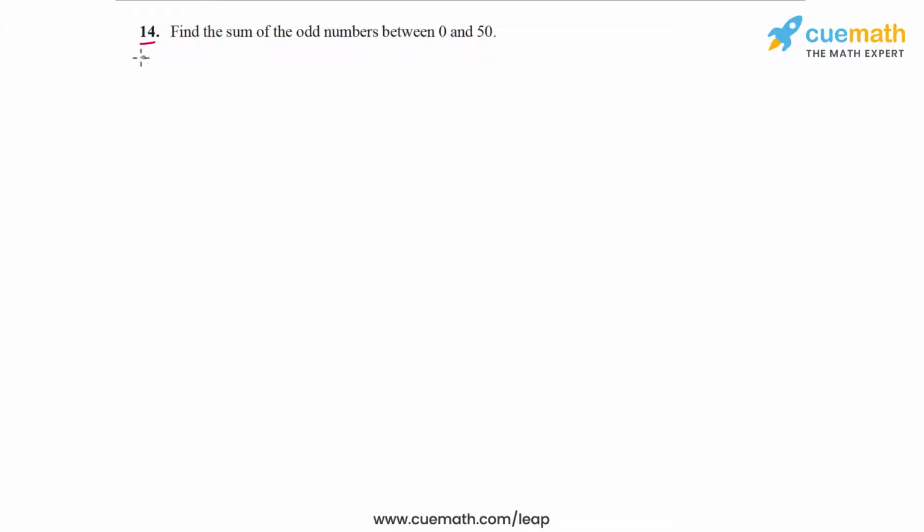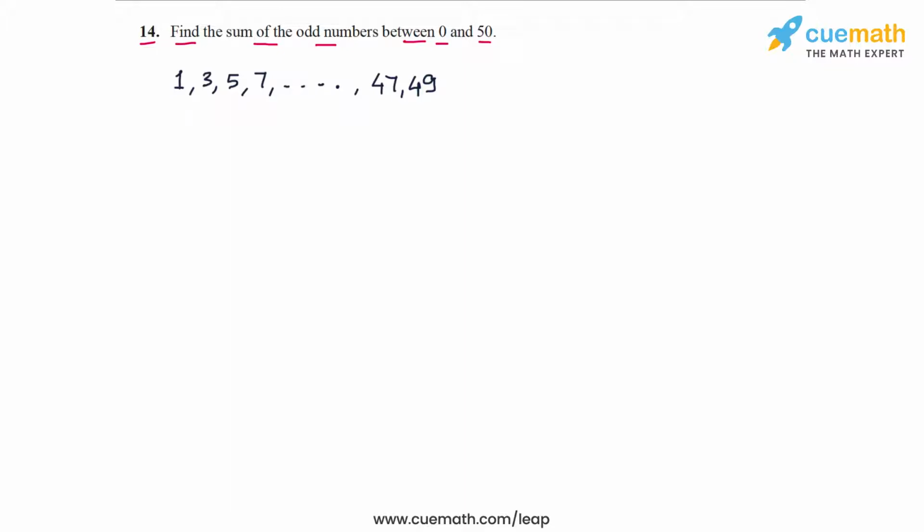In question 14 of the exercise, the problem statement says find the sum of the odd numbers between 0 and 50. So if we write all such odd numbers that are greater than 0 but less than 50, we will get this series: 1, 3, 5, 7, all the way up to 47 and 49 at the end. So these are all the odd numbers between 0 and 50, and we have to find their sum.